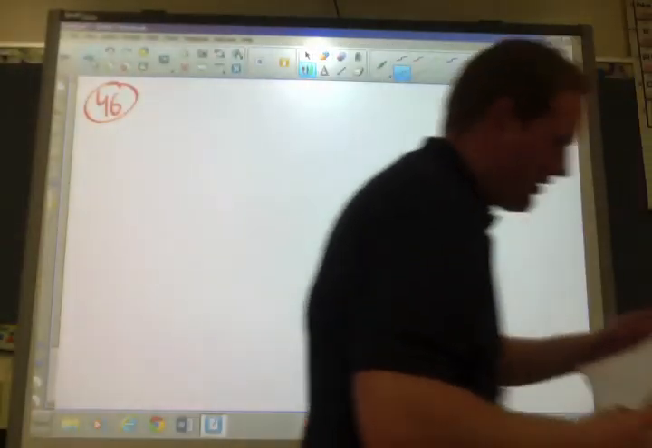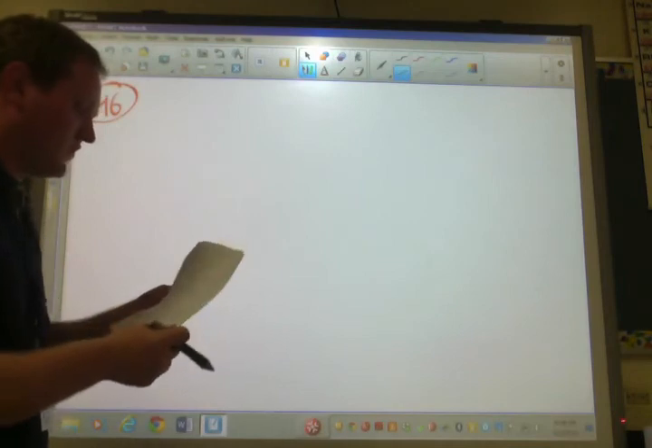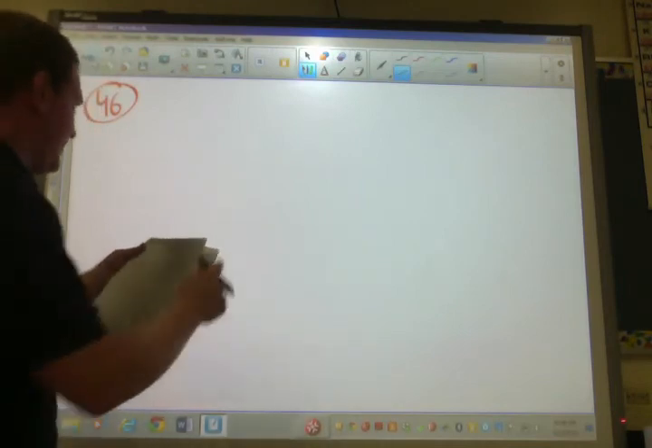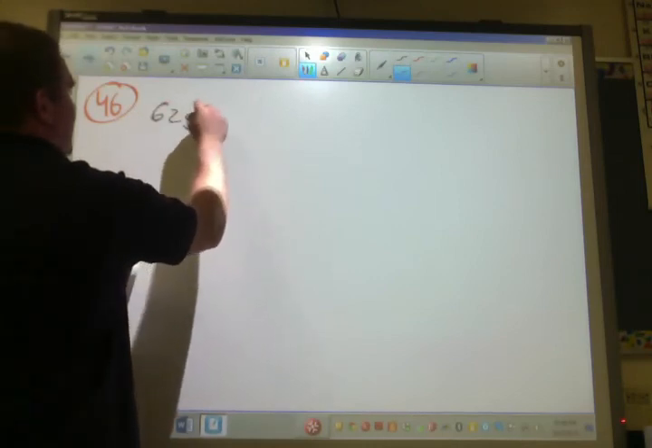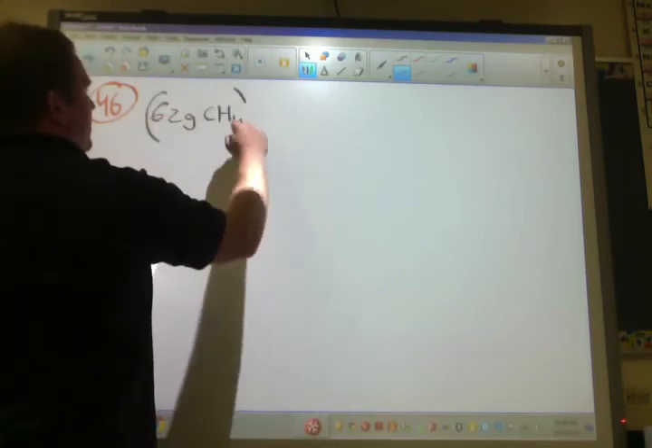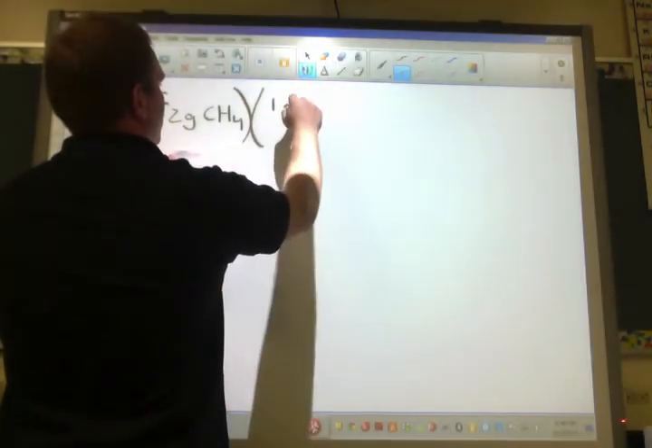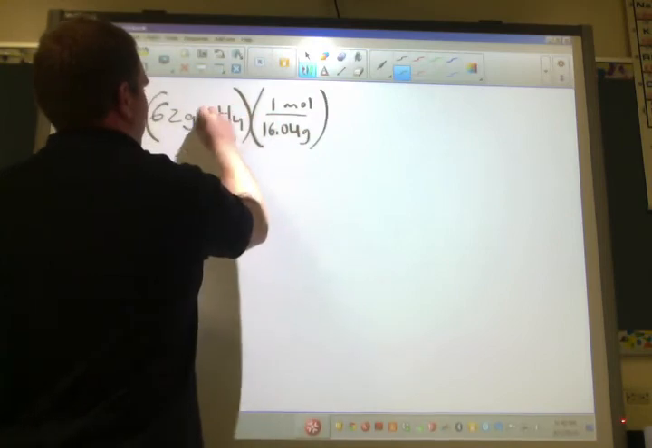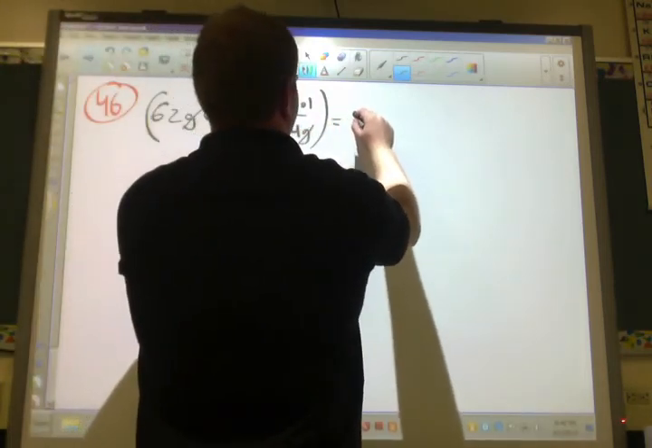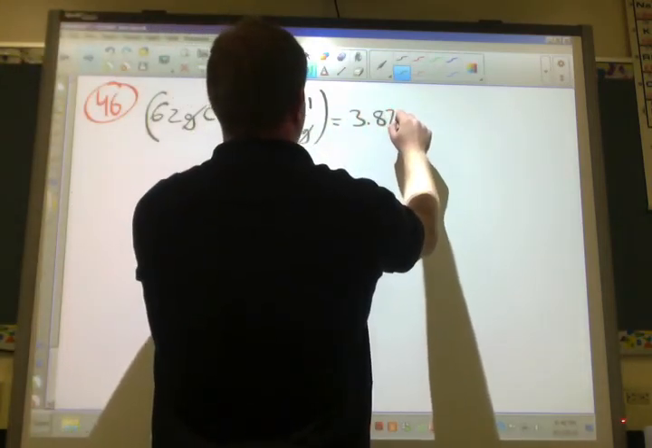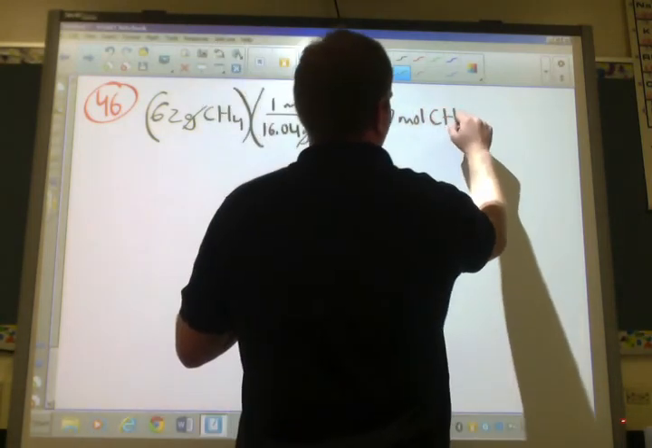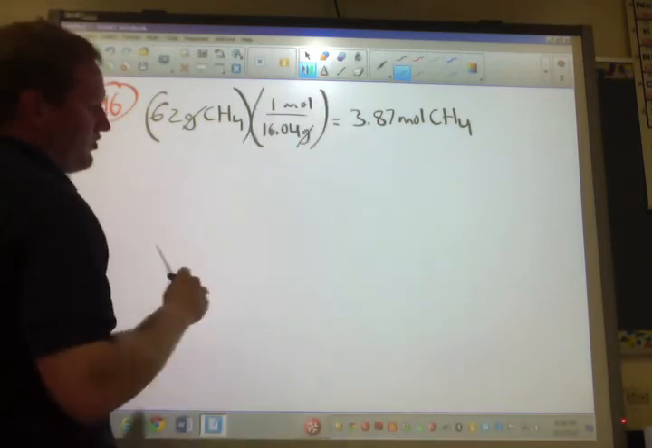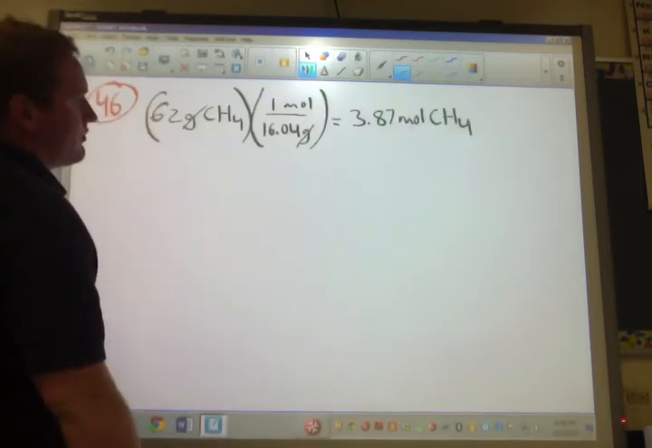So number 46. Make sure my numbers are right. Yep. So in 46, I have 62 grams of CH4. Convert that to moles by saying 1 mole over 16.04 grams. Gram cancels gram. Gives me 3.87 moles of CH4. We're going to use our ratio that we found. So it's this many moles times that many kilojoules per mole.